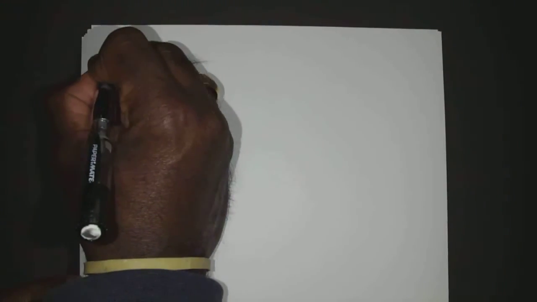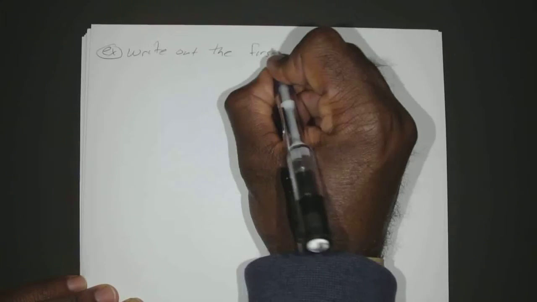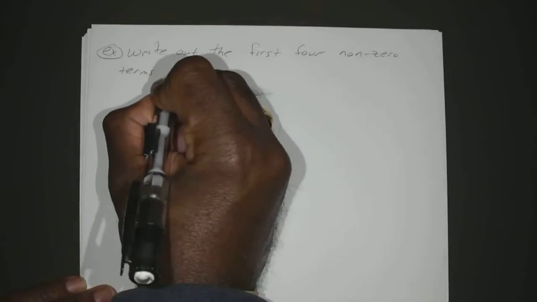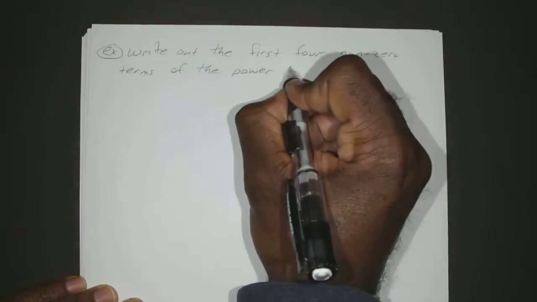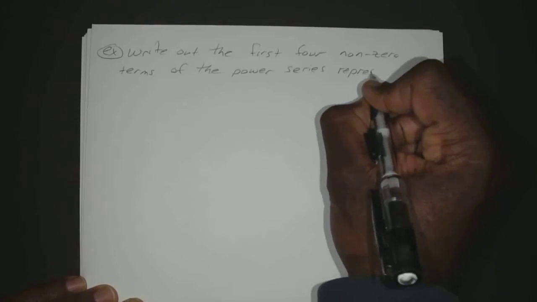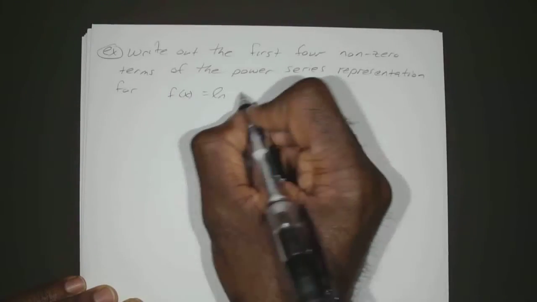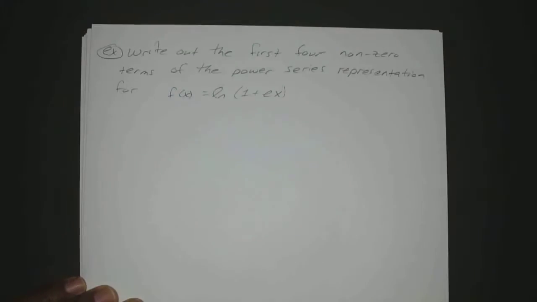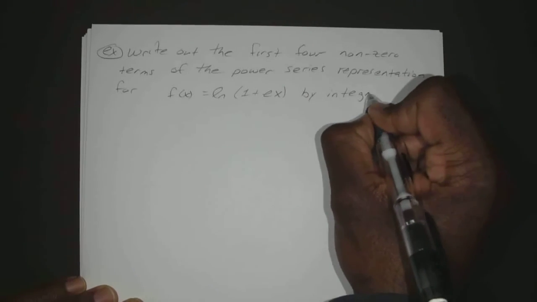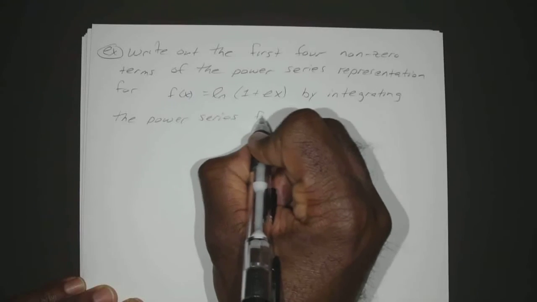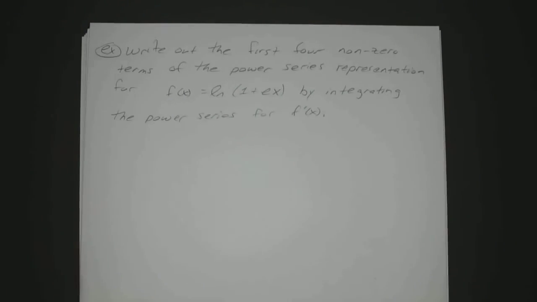Okay, so let's say for our next example, write out the first 4 non-zero terms of the power series representation for f of x equals the natural log of 1 plus e times x by integrating the power series for f prime of x. So you're going to get the derivative, and then you're going to take the integral.